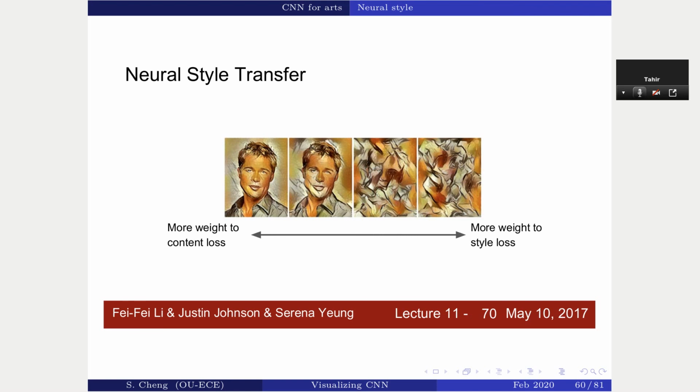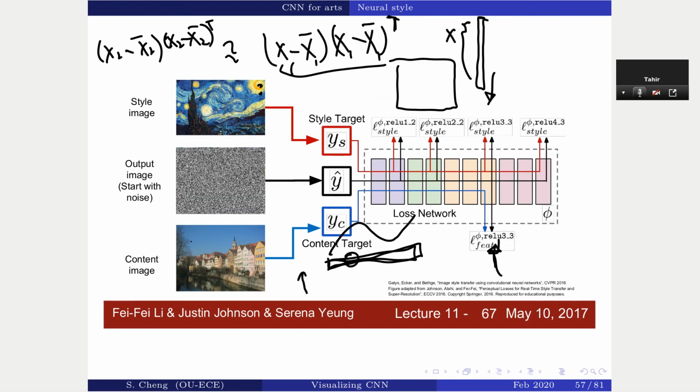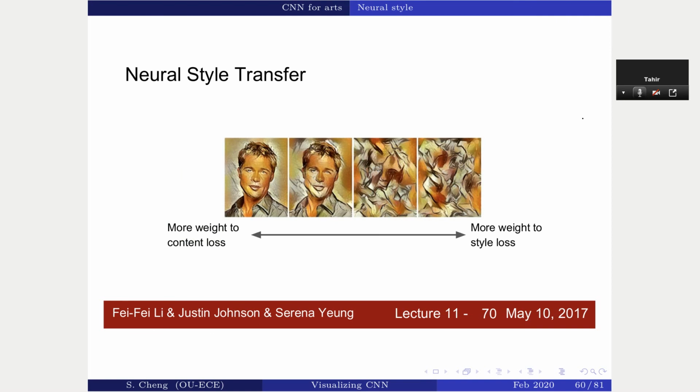By the way, I didn't mention that you can play around with the trade-off between the style and the feature weights as well. If you weight more for the style, then you have something like that. If you weight more to the feature, then you have something more like this.